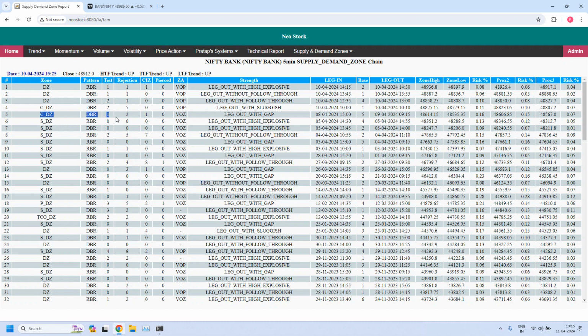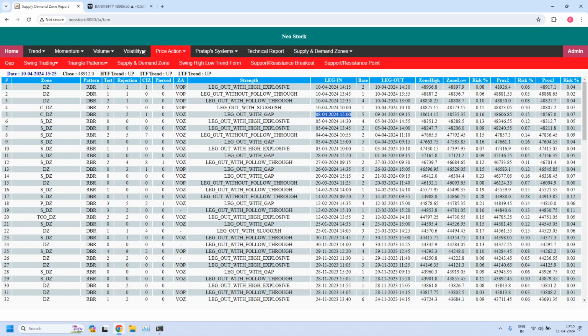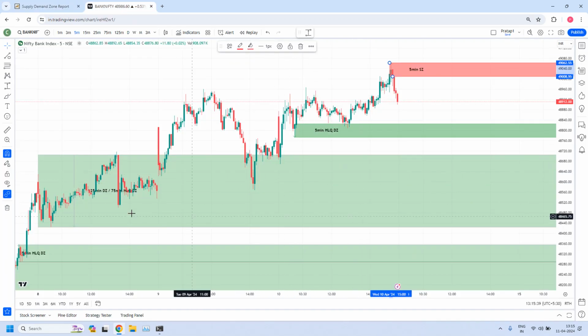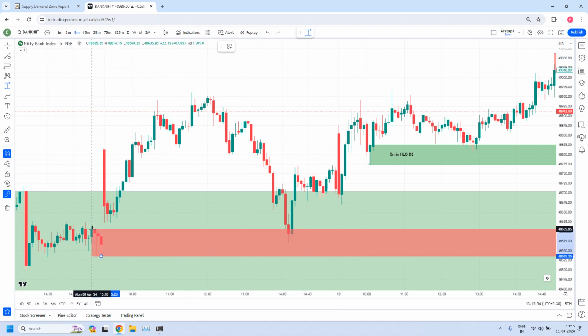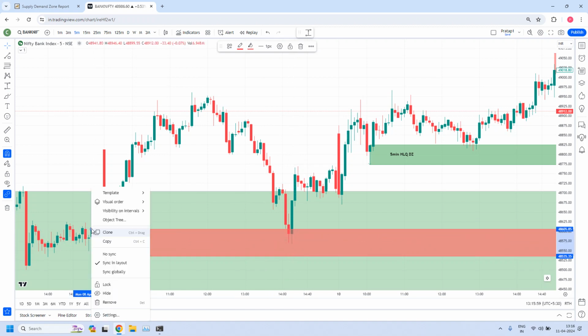This is already tested once, and two rejections are there from this zone. So when is the leg-in? 8-4, 15 hours. After that, 5 base candles. See here. This is the one as a leg-in, base, base. We have 5 base candles. This is a high liquidity zone. Because it is high liquidity, see here, a new zone is created here.